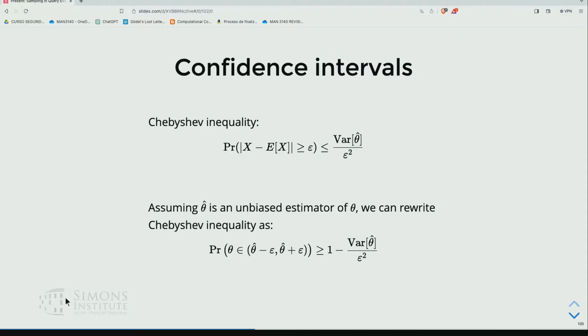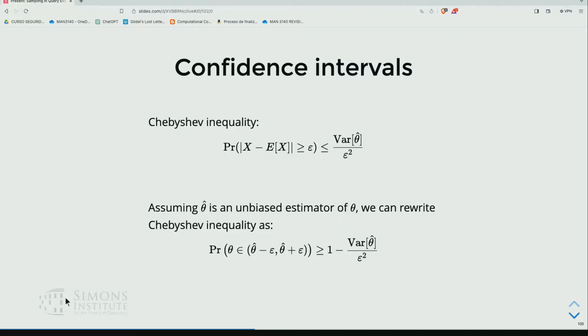I'm not very happy with having that. In the equation above, x is a random variable, and the expected value of x is a number. In the one below, theta hat is a random variable. But this is also a random variable, right? So x is theta hat. And this is what you want to estimate. So you really need to take the variance of theta hat.